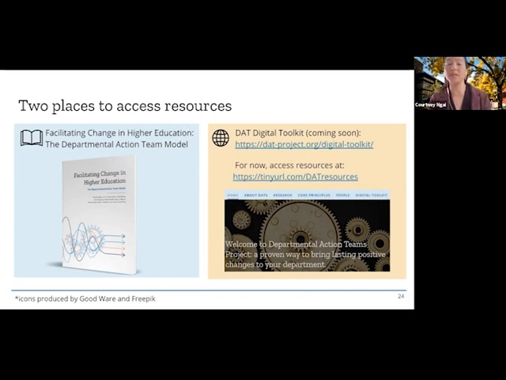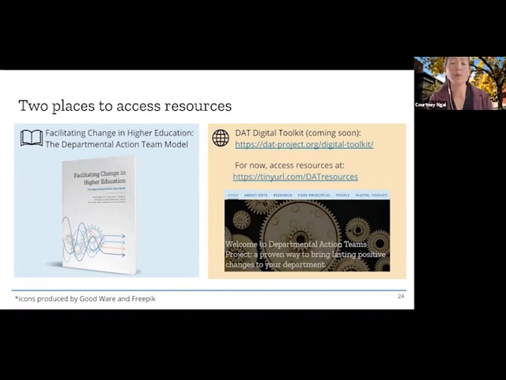In this next section, while I will go through some of the steps for implementing the DAT model, I'll also really be focusing on identifying some of the different resources that we have developed to support you in this journey. So as you can see here, we have 2 major places to access resources. And the first is our new book, Facilitating Change in Higher Education. This book walks you through step-by-step how to implement the DAT model, with a lot of information on the theory behind the DAT model, and then practical steps for facilitators on what to do in order to implement the DAT model. And this book will be available for purchase in the upcoming weeks.